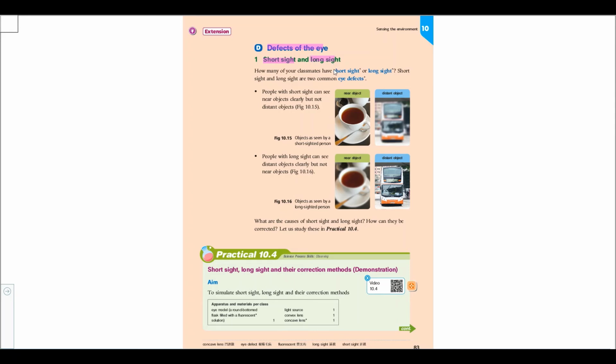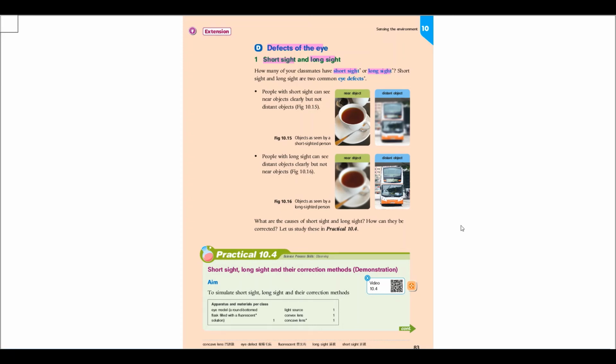Short sight, basically, if you have short sight, you can only see close things, near objects, but you cannot see distant objects. This is very common. And the opposite is long sight. You can only see far away objects, distant objects, but not near objects. This is actually because of some problems in the lens.